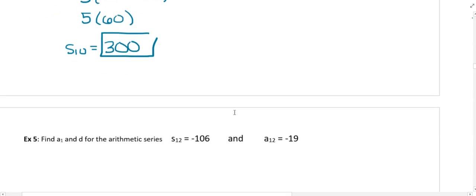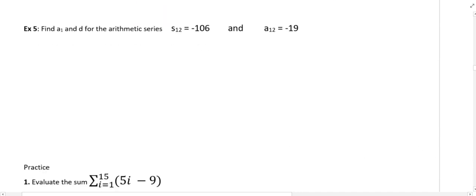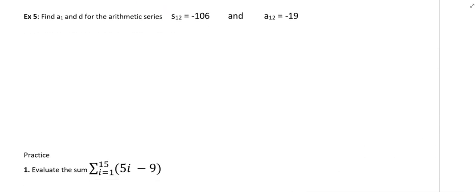Okay, let's look at another example here. This one is actually a little tricky because it's giving us the sum and the 12th term, but it is not giving us the first term or the difference. So that's what we need to find here. The first thing we're going to do is find a sub 1. So we have to use the formulas to do this.